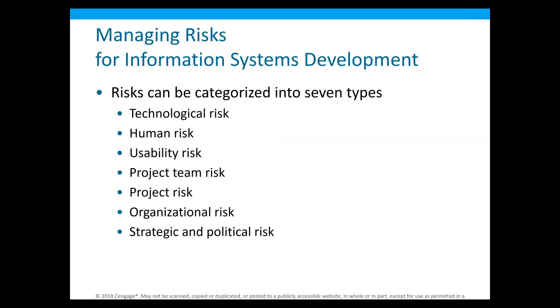So there are at least 7 different categories that you can break risk into. Technology, human, usability, team risk, project risk, organizational risk, strategic risk. There are a lot of different ways we can break that down into categories.